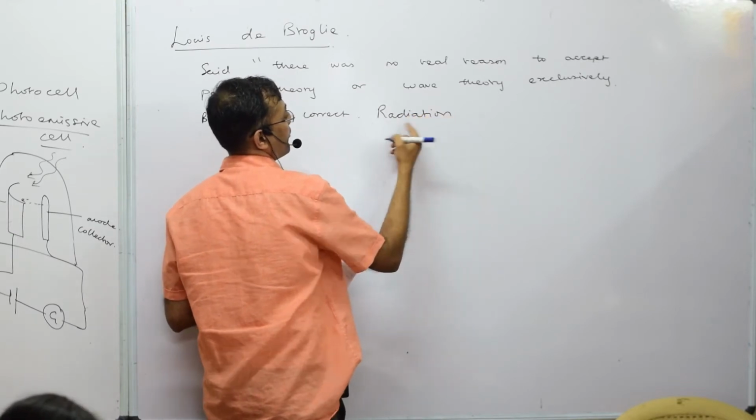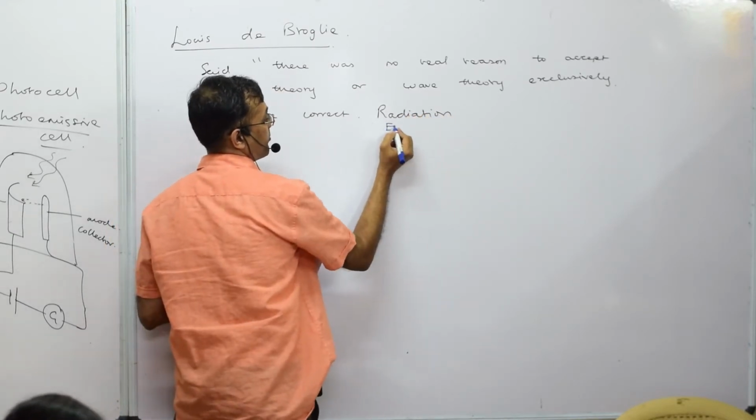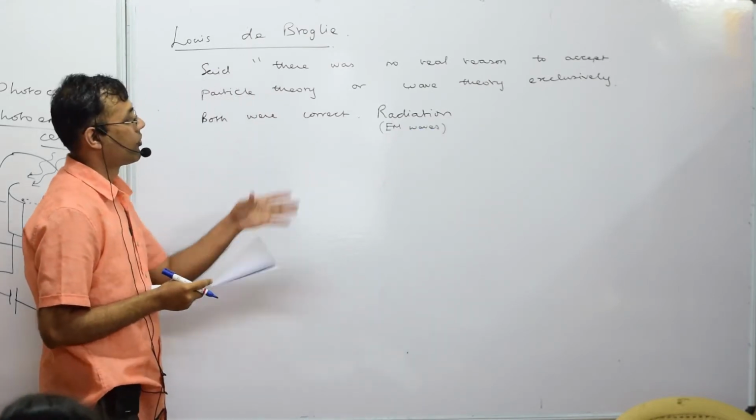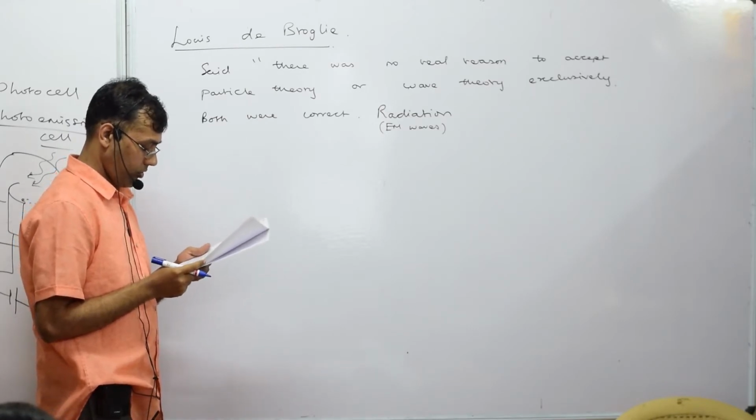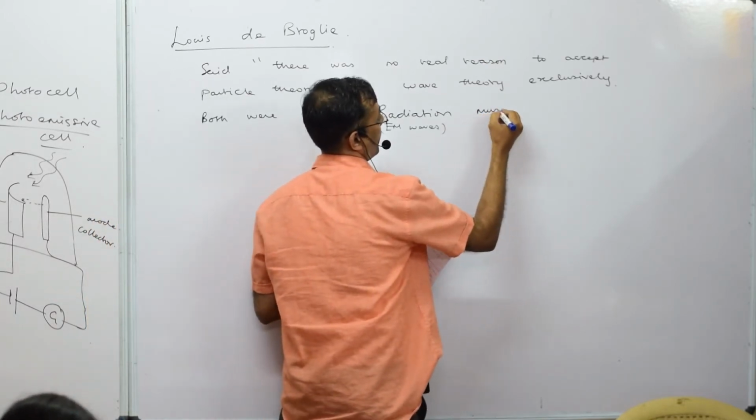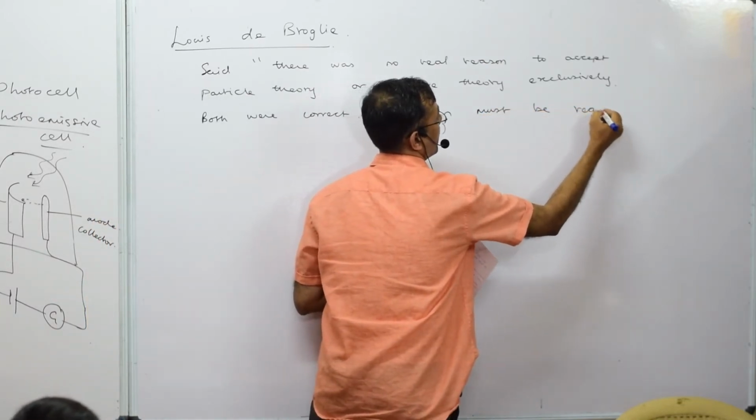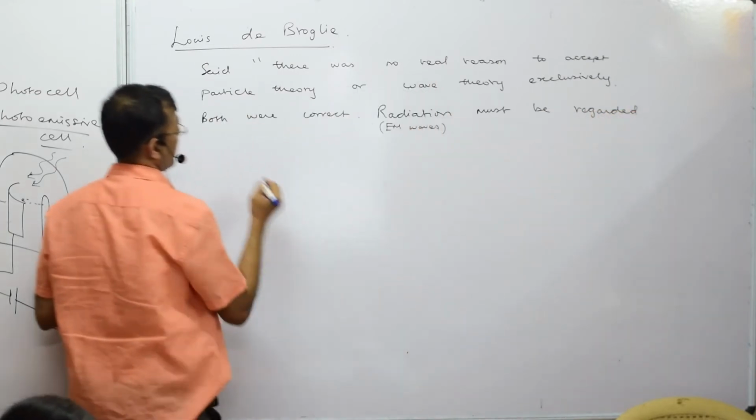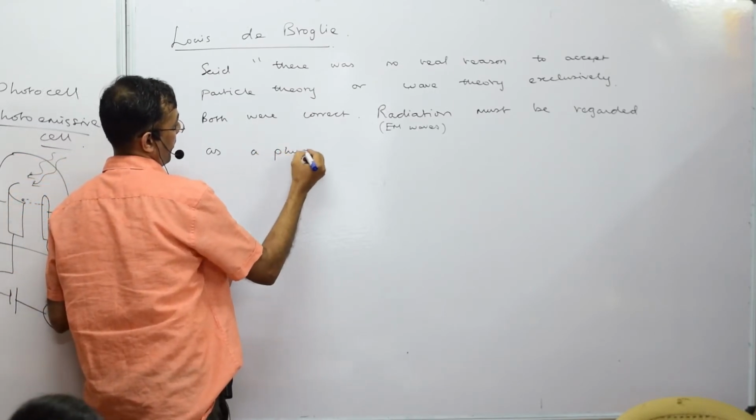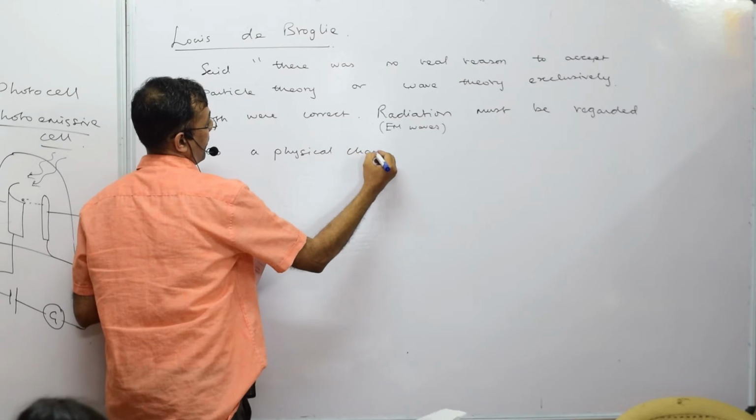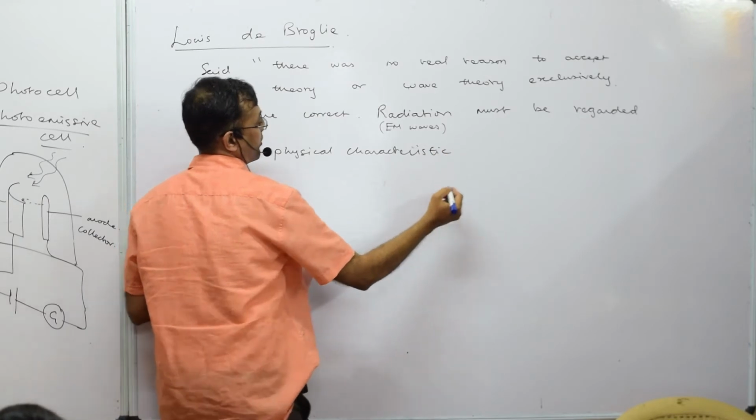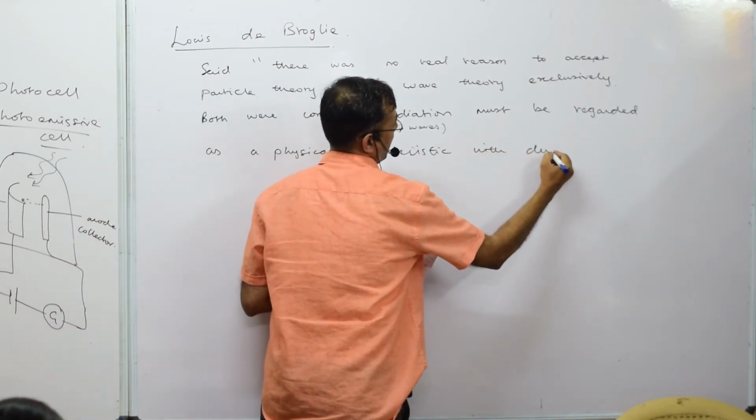Radiation. Whenever we say radiation, we mean the electromagnetic spectrum, EM waves. Light is also part of this. So radiation must be regarded as a physical characteristic with dual nature.